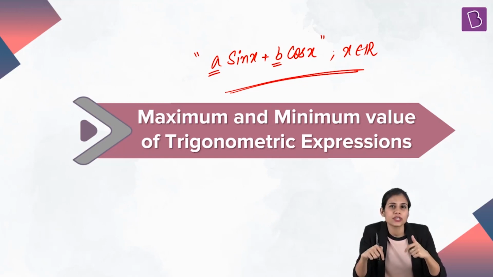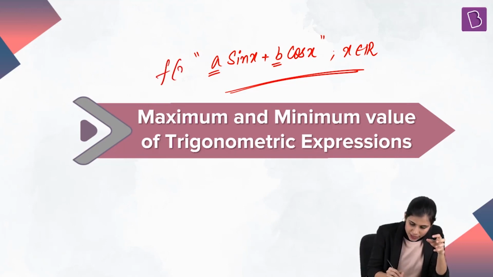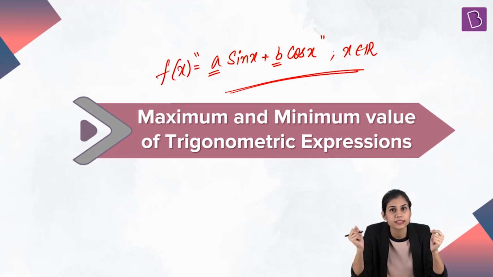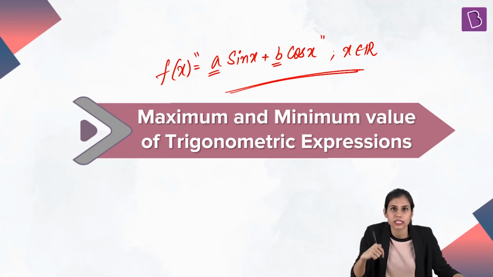This function is actually a linear combination of the sine and the cosine function. So what am I interested in? I'm interested in finding the minimum and the maximum value of this function. Let's call it f of x for convenience. Computing the min and max of a function is equivalent to computing the range of the function. So I am actually interested in getting the range of this function.